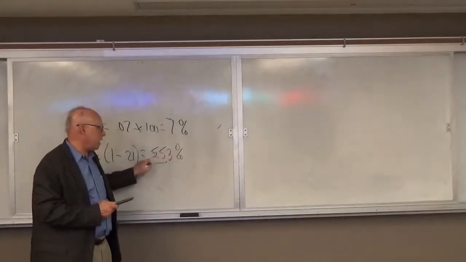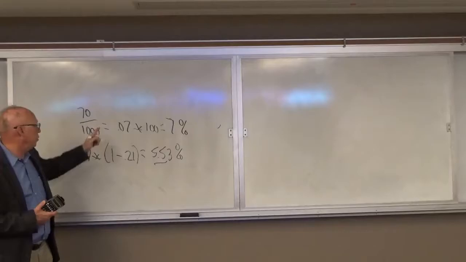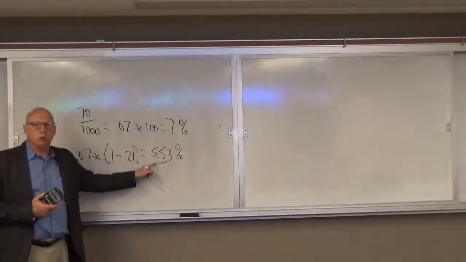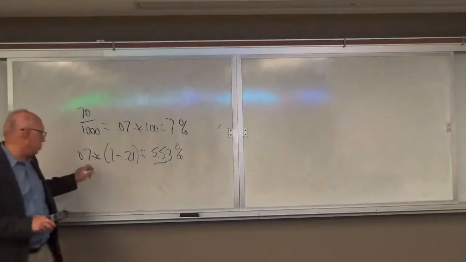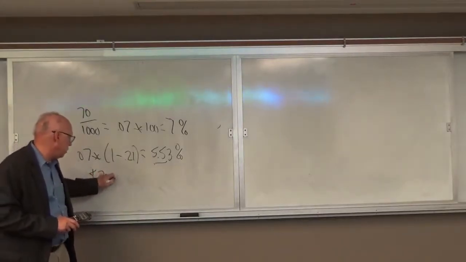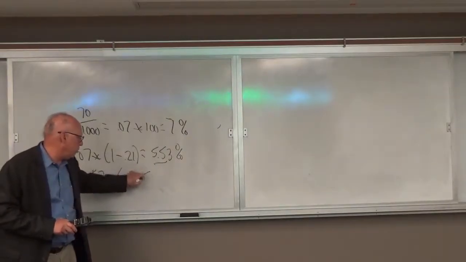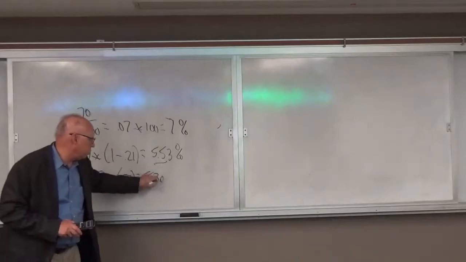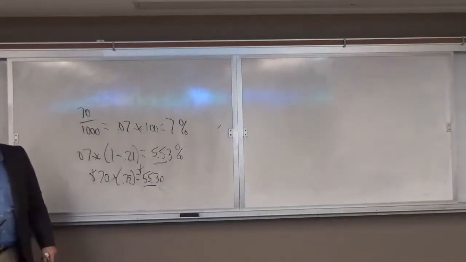That's the after-tax cost. That's the real cost, because you get to deduct your interest payment, and therefore you're going to save on taxes. Your after-tax cost, in dollars, would be 70 times 0.79, and that would be $55.30, which is 5.53%.